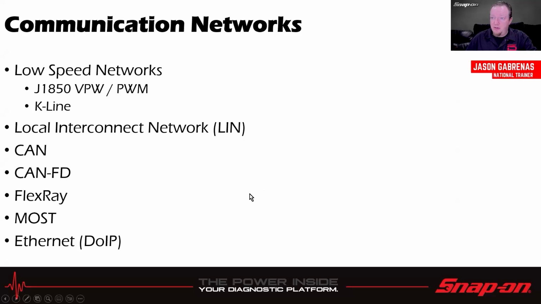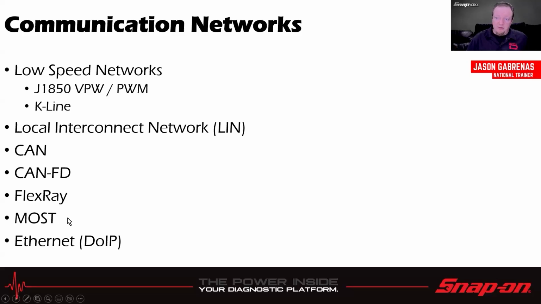So different communication networks that we're going to deal with in the automotive world are low-speed networks, like our J1850 variable pulse width, which GM used to use in the past. J1850 pulse width modulated, which Ford used in the past. K-line, which a lot of Asian vehicles use. Local interconnect network, the LIN we talked about earlier.